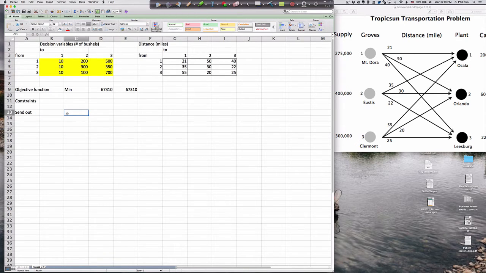So how much is sent out from group 1? This one is from 1, right? Plus this one is also from 1, plus this is also from 1. And this number should be the same as how much? This much is 275,000. Okay.